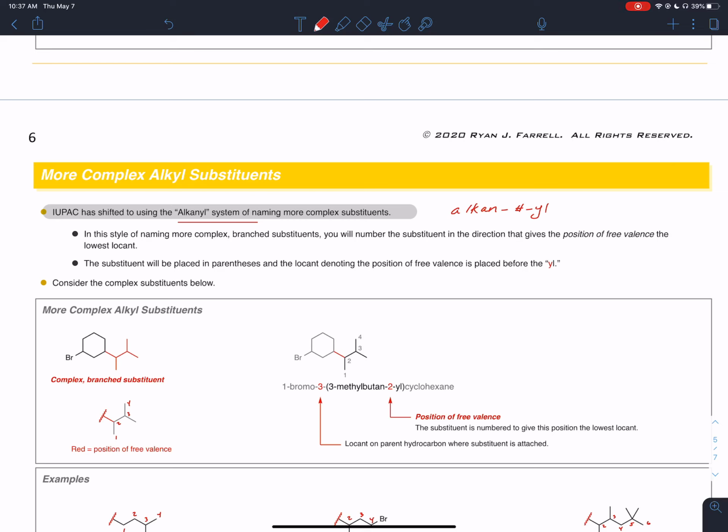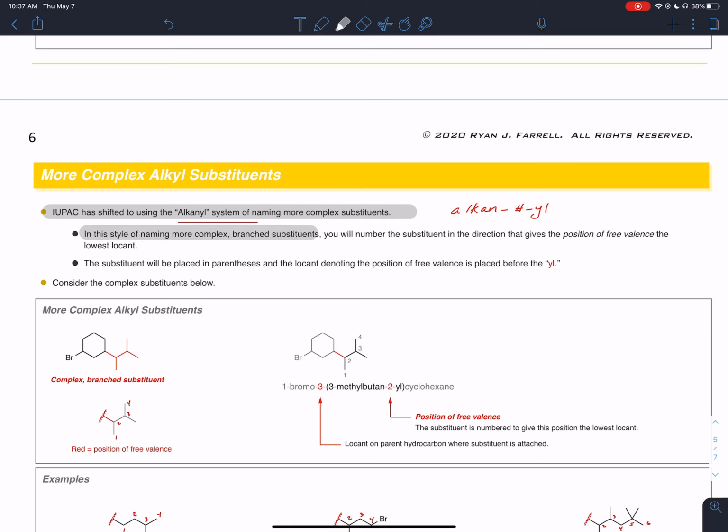There is a slightly different style of nomenclature that is still used and is accepted, but we're going to focus on this because I think this is the best way to do it, as well as it's the way that a lot of teachers are starting to shift. Okay, so how does the system work?